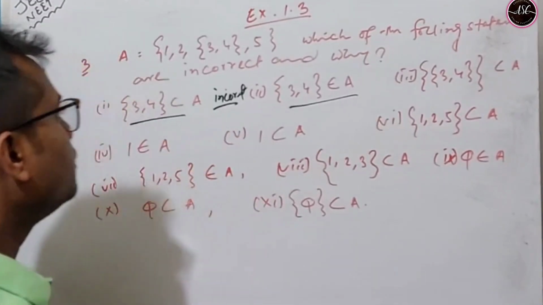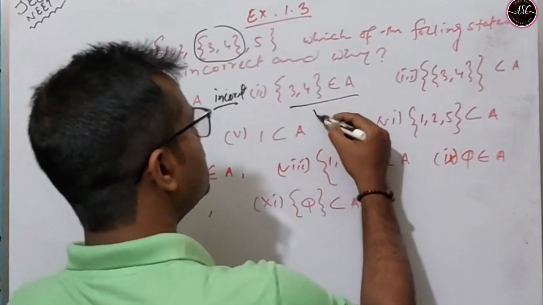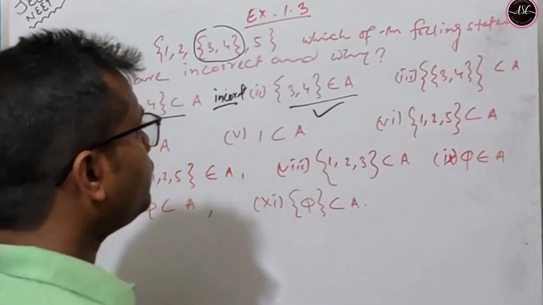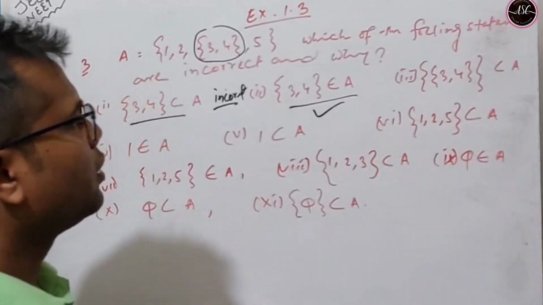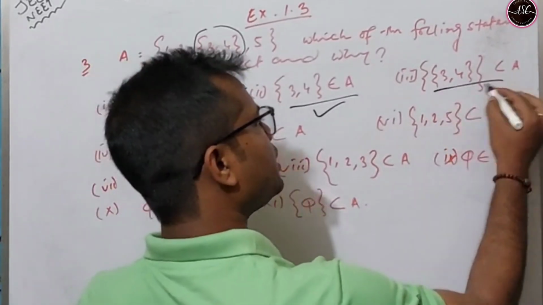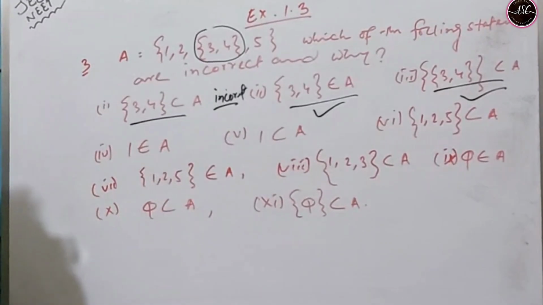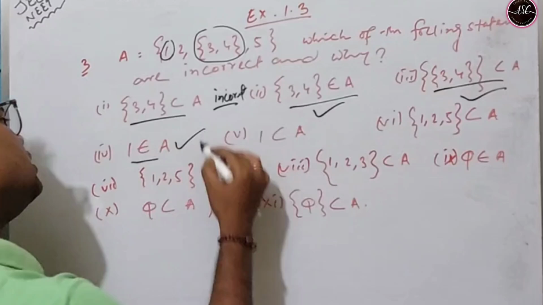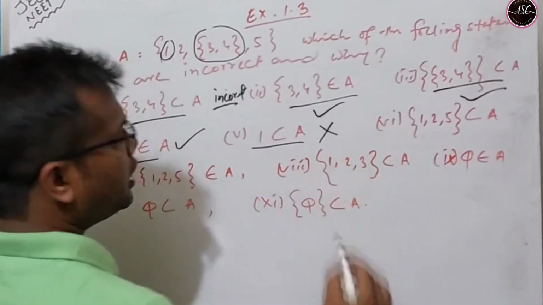It is right because this is right. 3 within brackets, {3}, subset of A. Okay, this is also correct. Then 1 belongs to A. 1 exists in A. Then this is right. 1 subset of A. It is incorrect.